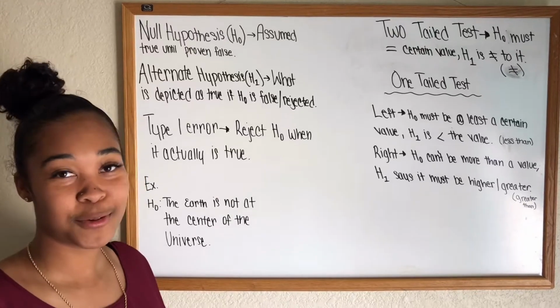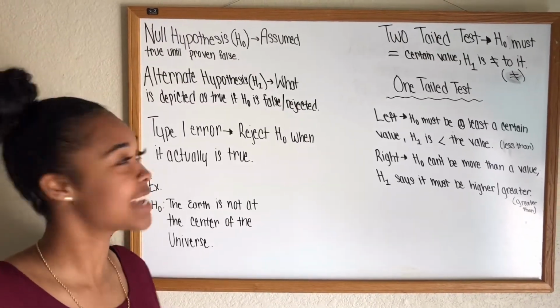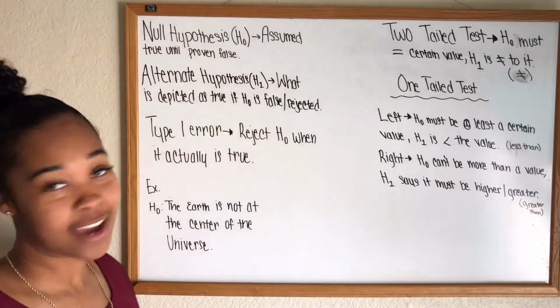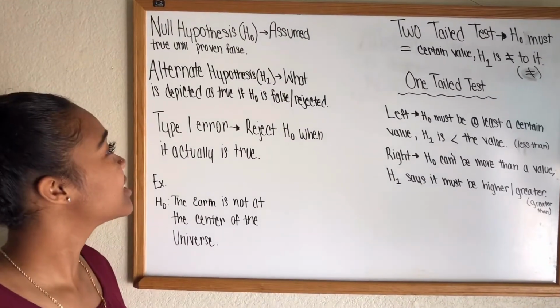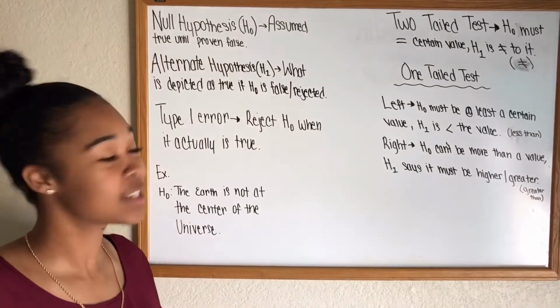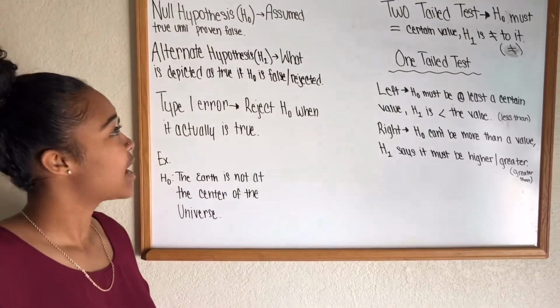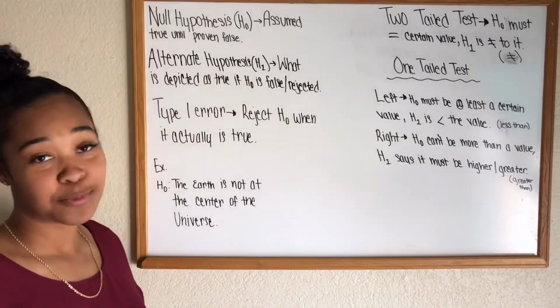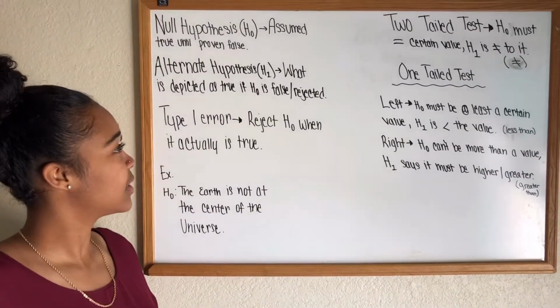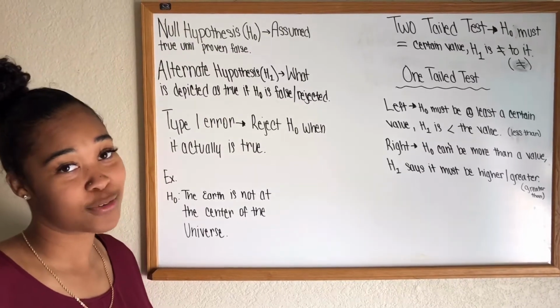Hello class, today we will be doing a lesson on hypothesis testing. So to start off, we have the null hypothesis, which is listed as H0, and this is assumed true until proven false. Then we have the alternate hypothesis, which is listed as H1, which is what is depicted as true if the null hypothesis is false or rejected.